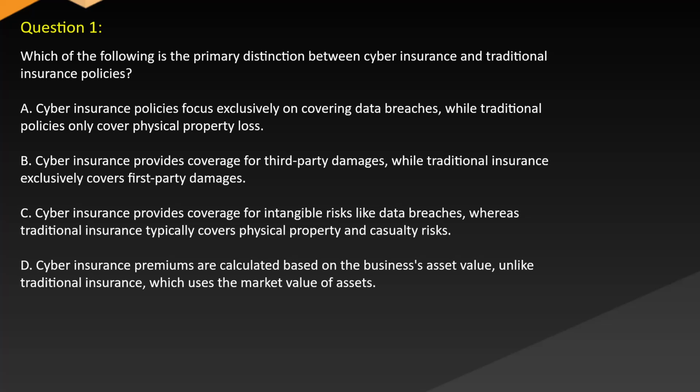C. Cyber insurance provides coverage for intangible risks like data breaches, whereas traditional insurance typically covers physical property and casualty risks. D. Cyber insurance premiums are calculated based on the business's asset value, unlike traditional insurance, which uses the market value of assets.